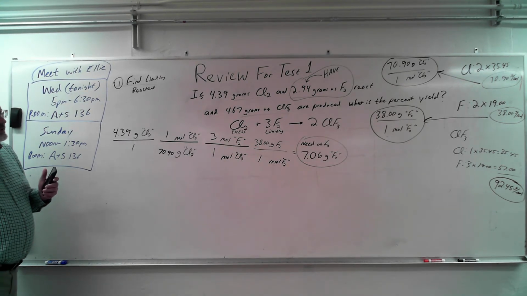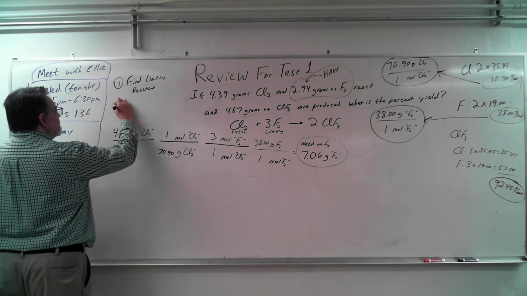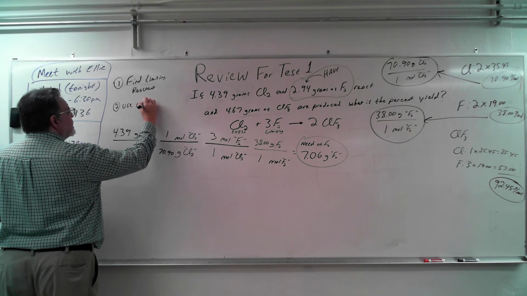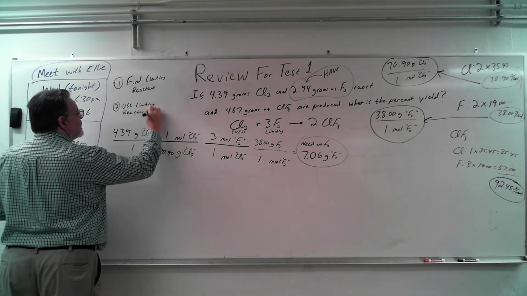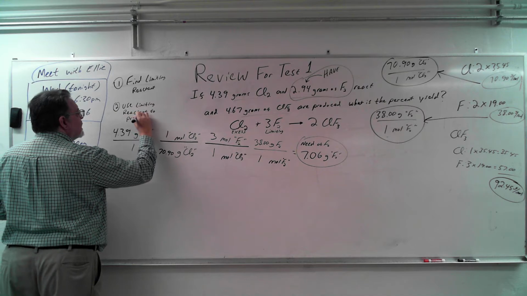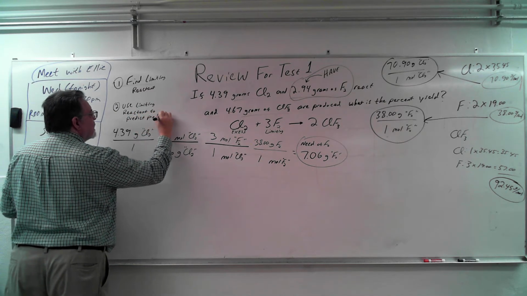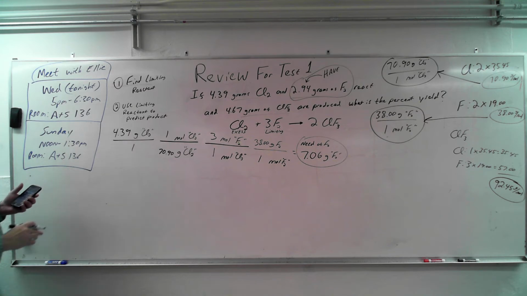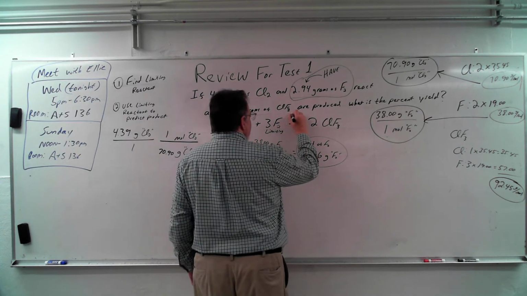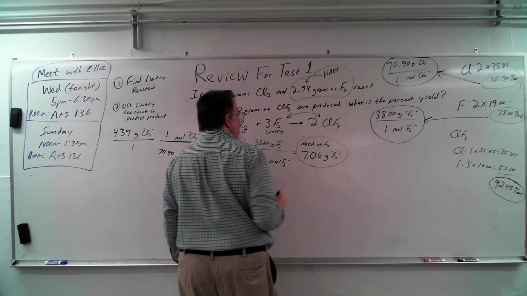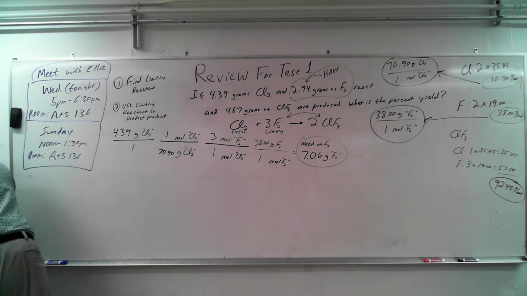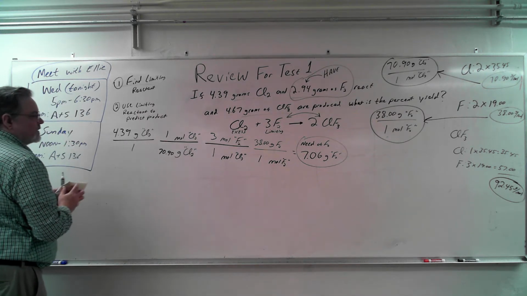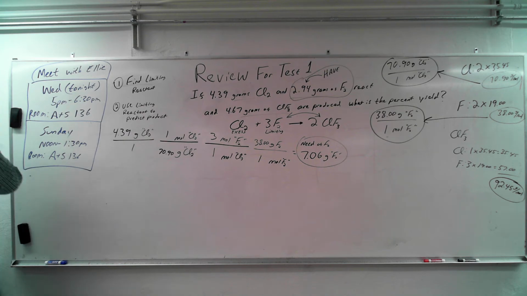So now that we know which one is limiting, now we're going to use the limiting reactant to predict products. Meaning we're going to compare these two now. We're going to use that mole ratio. And we'll start with F2 this time. You guys good with that?